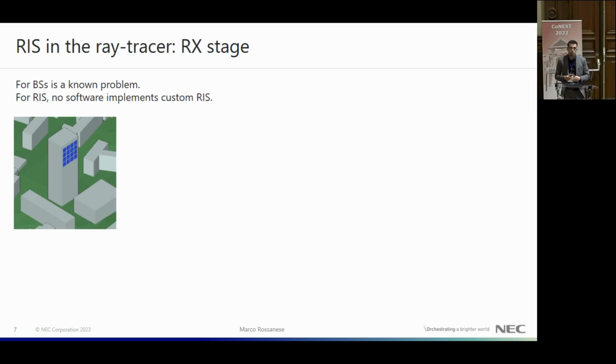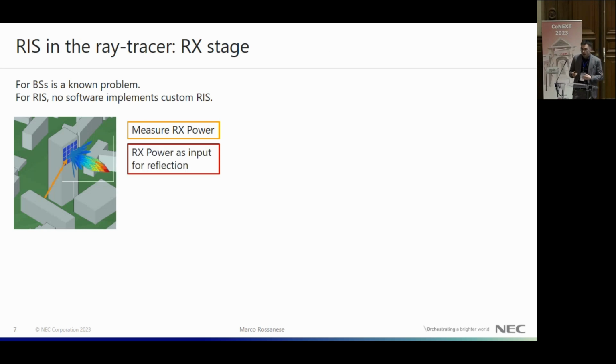And basically, we are splitting the operation of the RIS into two stages. The reception part, where we deploy the RIS with a size that we want, and then we analyze how much power this structure is receiving. And then we use that amount of power as input for the reflection part.